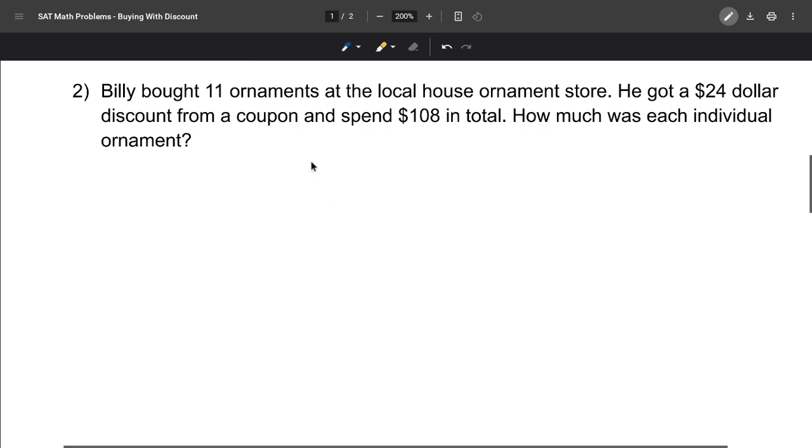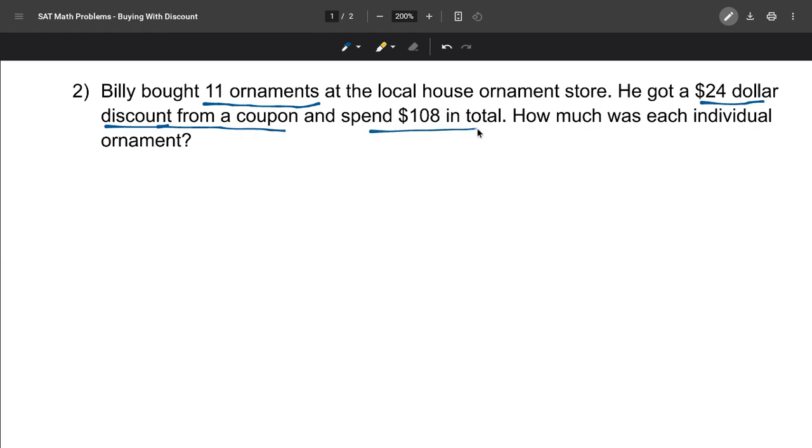All right, number 2, Billy bought 11 ornaments at a local house ornament store. He got a $24 discount from a coupon and spent $108 in total. How much was each individual ornament? So let's see how much he would have spent without the coupon. So we have to take the $108 that he did spend, and we have to add the $24 coupon. And that's going to give us $132.